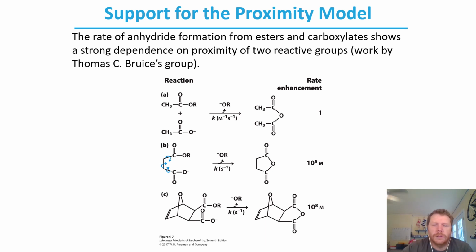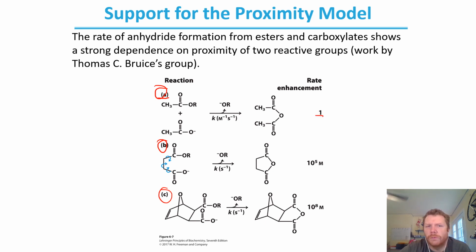And so to distill down what Bruice's group did, they had basically three different scenarios: Scenario A, B, and C. What they were looking at was the rate of anhydride formation from esters and carboxylates. In scenario A, they had two carboxylic acids which were next to one another, and their rate was kind of their baseline.